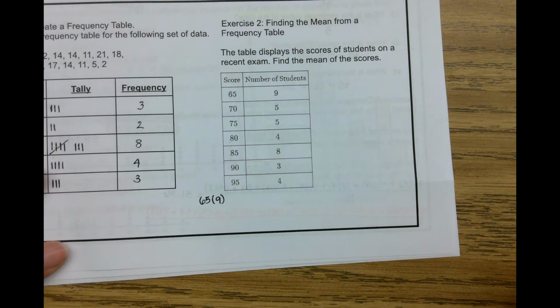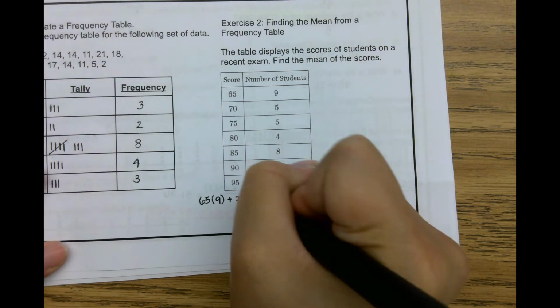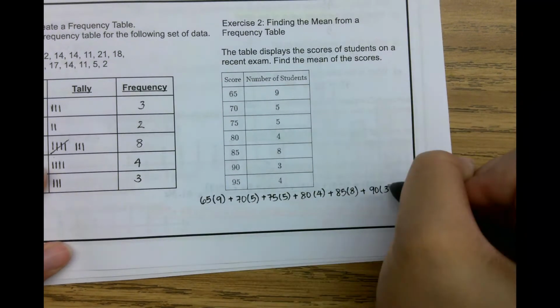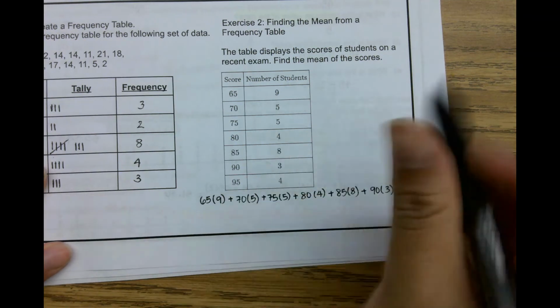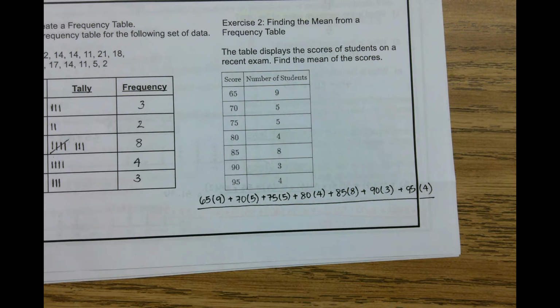plus, okay, so 5 students scored 70, so that's 70 times 5. That way I don't have to add 70 five times, or else I won't have enough space. Okay, then 5 students got 75, so plus 75 times 5, 80 times 4, plus 85 times 8, plus 95 times 4. Okay. All divided by, so these are the scores. 55, 5 students got 70, 5 students got 75, so on and so forth. Okay, divided by the number of students, so that way we know what the average is.